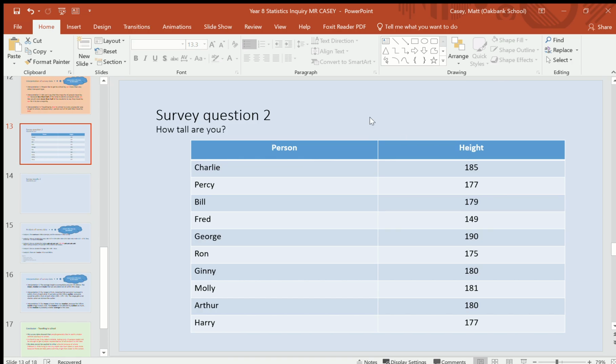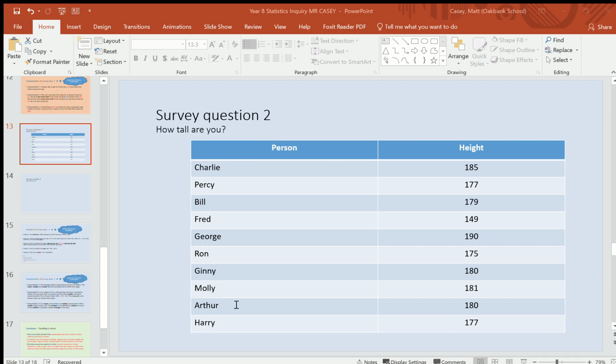Alright, so now we are doing survey question number 2. How tall are you? Now first of all, we've got to figure out which type of data it is. Is it categorical, is it numerical discrete, or is it numerical continuous? It's not categorical because you can't really put someone's height into a category. It's going to be a number, like 180 centimeters. So it is numerical discrete or numerical continuous.